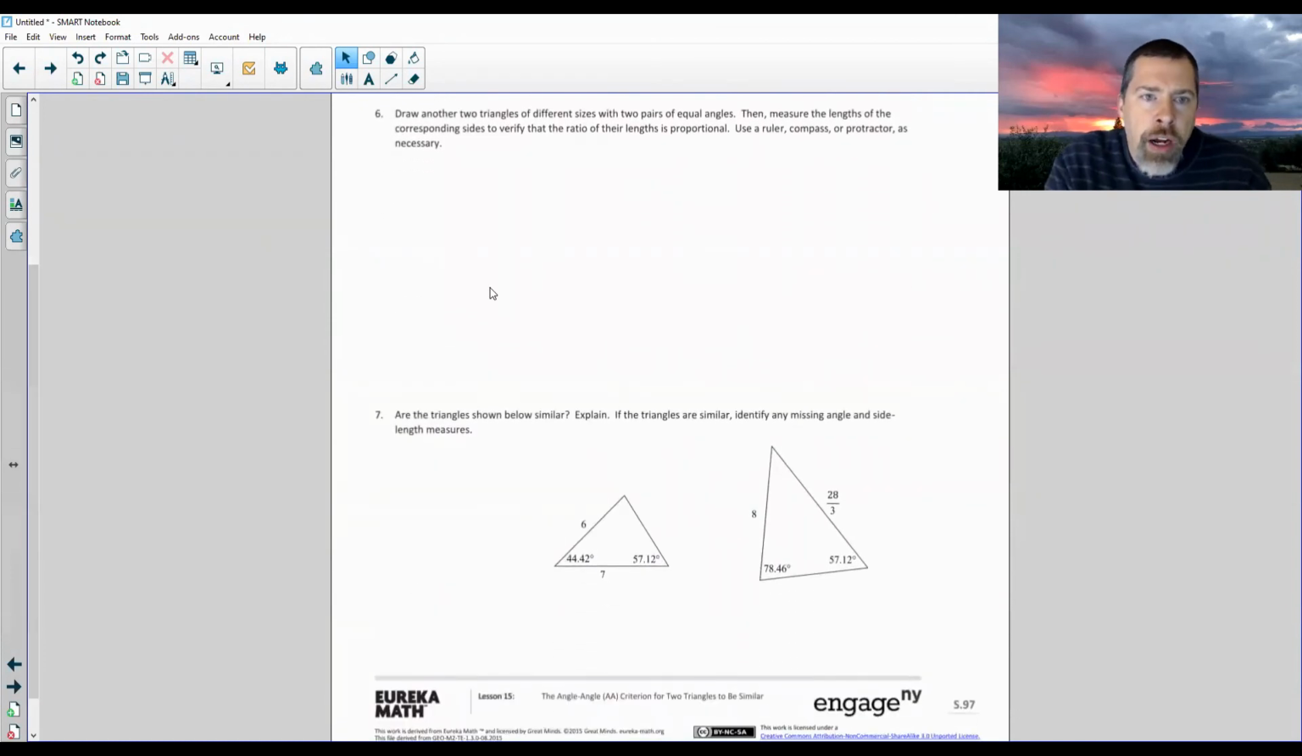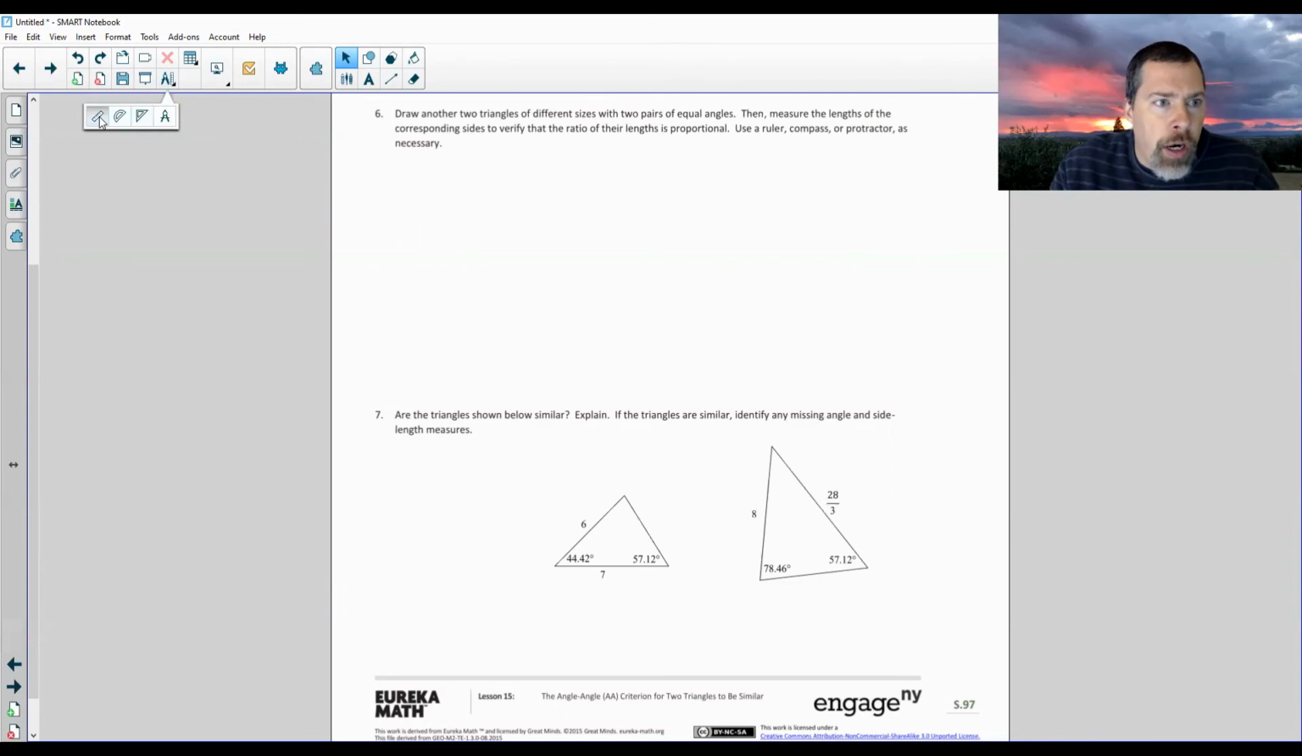Number 6, draw another two triangles of different sizes with two pairs of equal angles. So it is going to be a triangle with two equal angles. If we remember, opposite sides of equal angles are equal. So that's an isosceles triangle. All righty then. All right, so here we go.